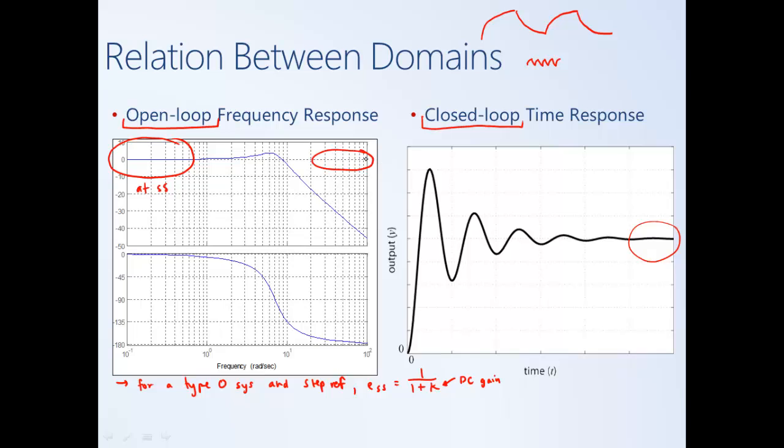So out here, high frequencies tell us about speed. How fast of an input our system can track tells us the speed. If the system can track a very high frequency sinusoid, then it's a fast system. If it can't, then it's slow.